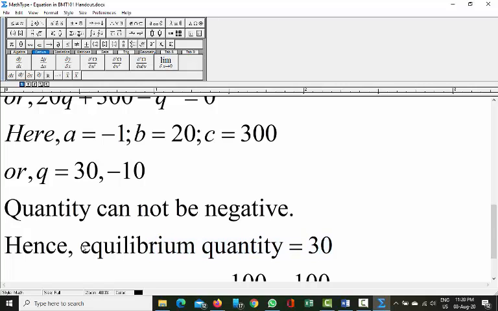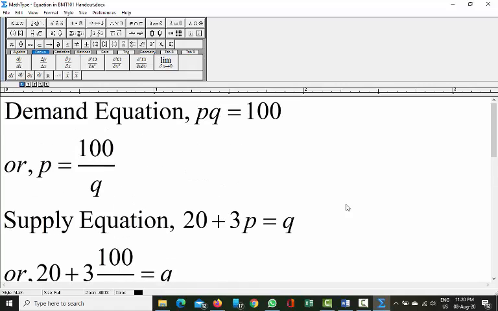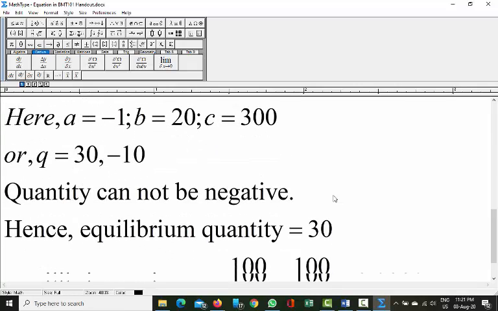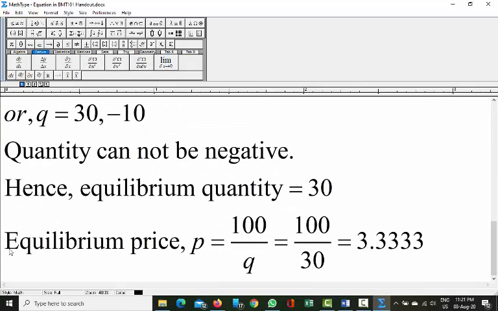Now we know the value of q is 30. If you put the value of q in this equation, p is equal to 100 divided by q, where p means the equilibrium price. So 100 divided by 30 means the equilibrium price is 3.3333. So that's the answer.